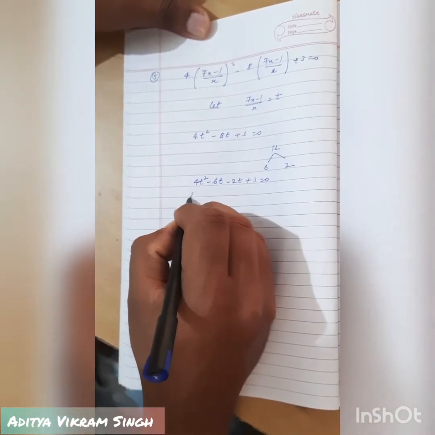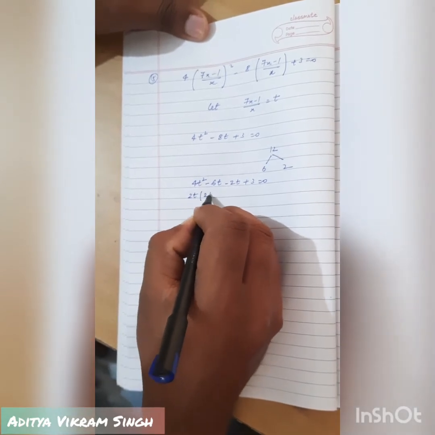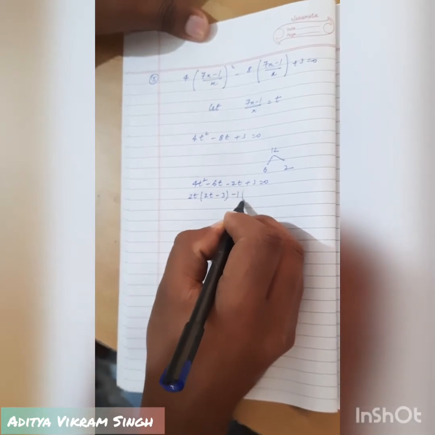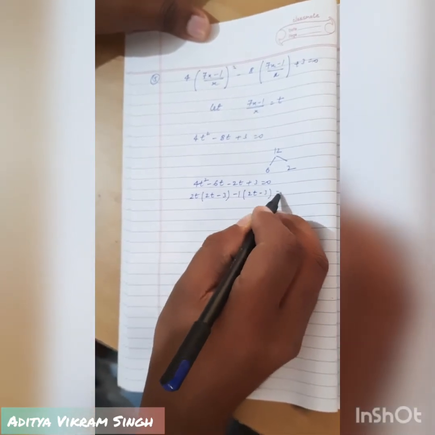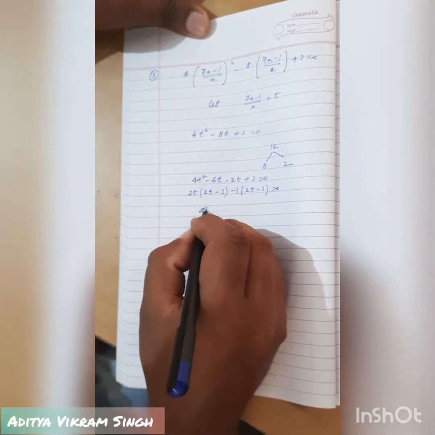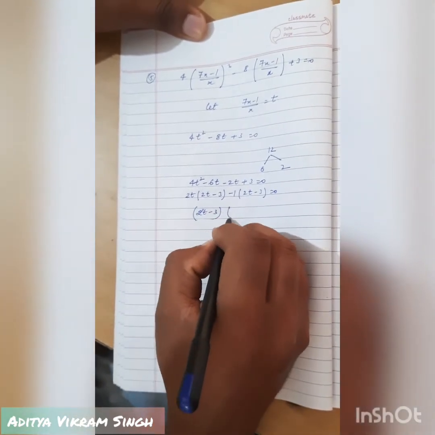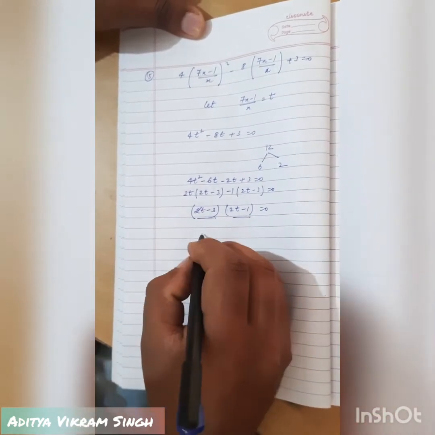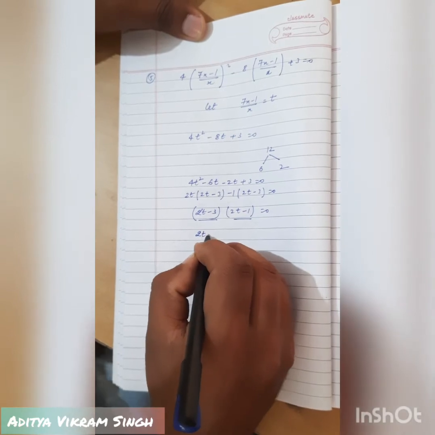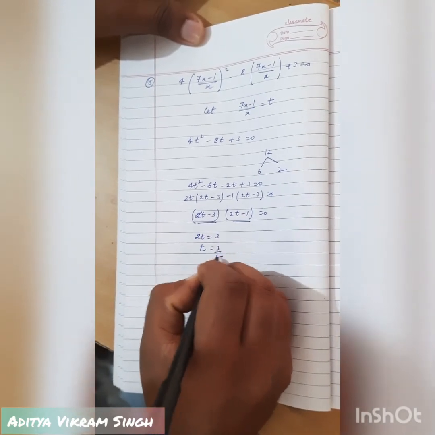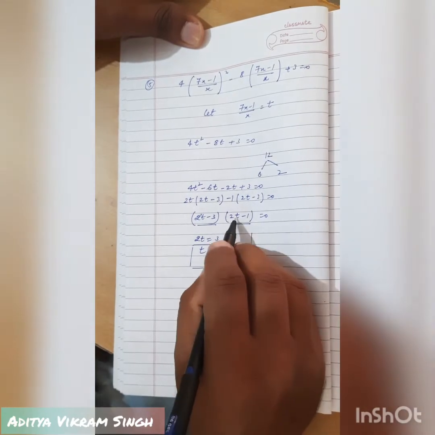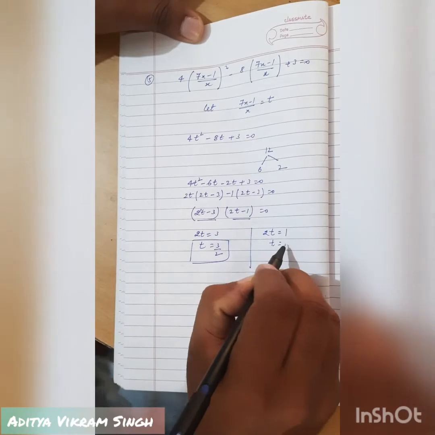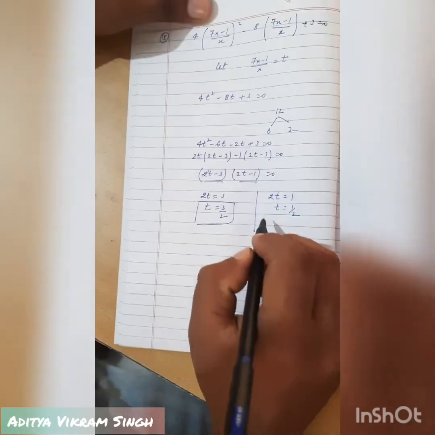From here we can take 2t common. We are left with 2t minus 3. If we take minus 1 out of there, then we are left with 2t minus 3, which is equal to 0. If we take 2t minus 3 out from there, we are left with 2t minus 1, which is equal to 0. So either this quantity is 0 or this quantity is 0. If this quantity is 0, then 2t is equal to 3 and t is equal to 3 by 2. This is our answer. And if this quantity is 0, then 2t is equal to 1, t is equal to 1 by 2. This is our answer.